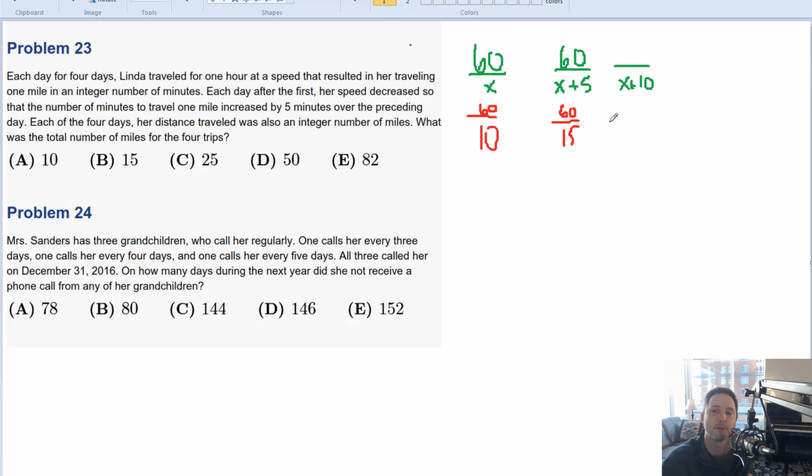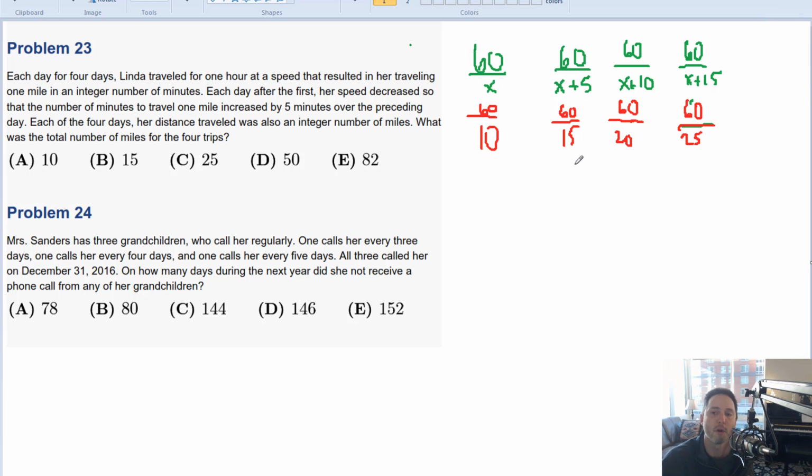So next day she would do 20-minute miles. And that would mean that on the last day she would do 25-minute miles. What's right here? 60 x plus 15. And let's go back to red. So on the last day she would do 25-minute miles.